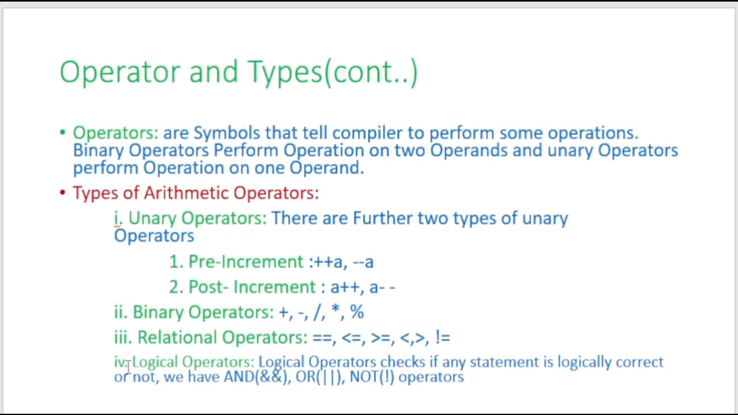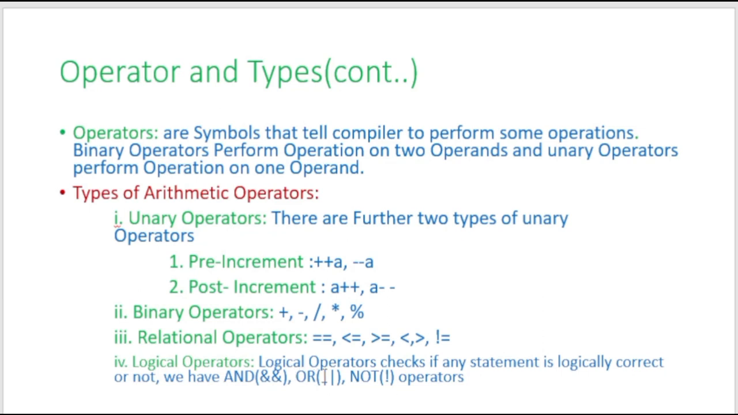And then we have logical operators, right? Logical operators check if a statement is logically correct or not, right? So for example, here we have the AND operator. AND operators check if the output of two logical statements is true or not. If they're both true, then the AND operator will give us a true output, while if they're not, then it will give us a false output, right?